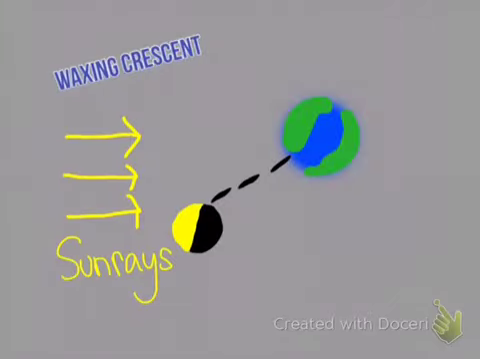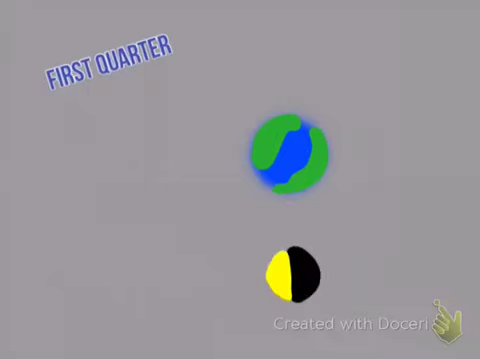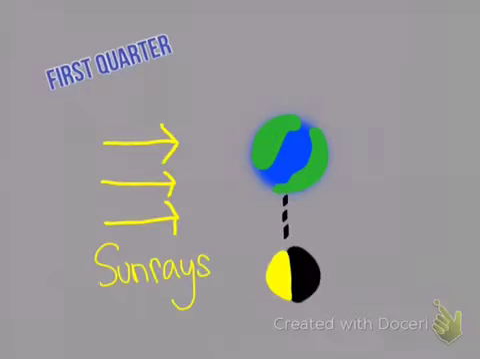Next comes the waxing crescent. This happens when from Earth you are able to see a sliver of the moon. Here's what that looks like. After that comes the first quarter. This is when half of the moon is lit up from the view on Earth. Here's what the first quarter moon looks like from Earth.